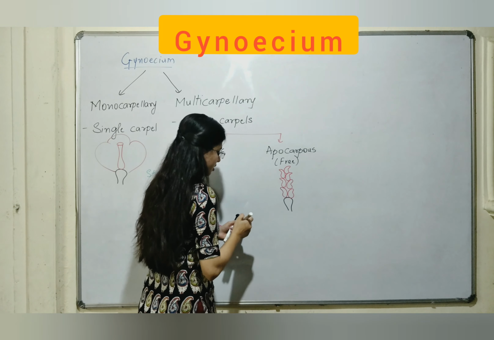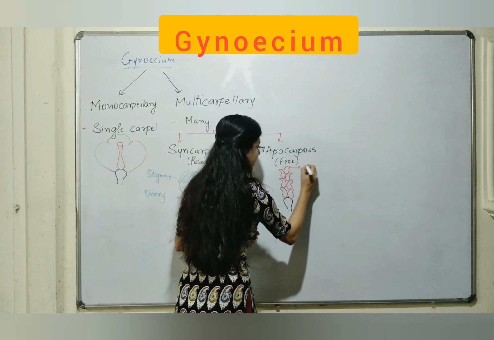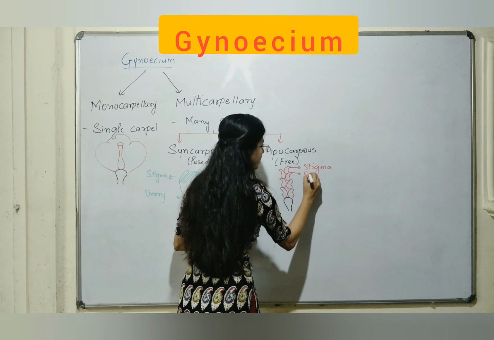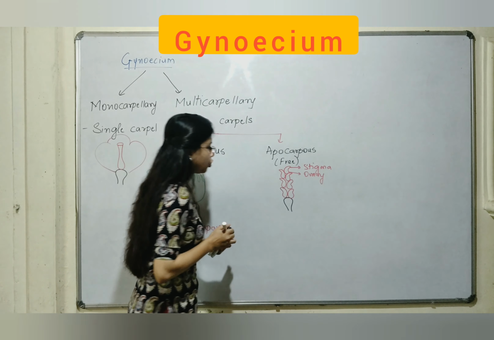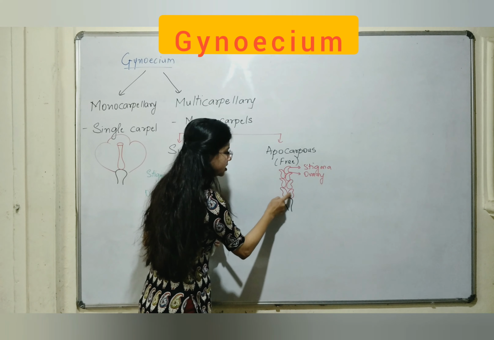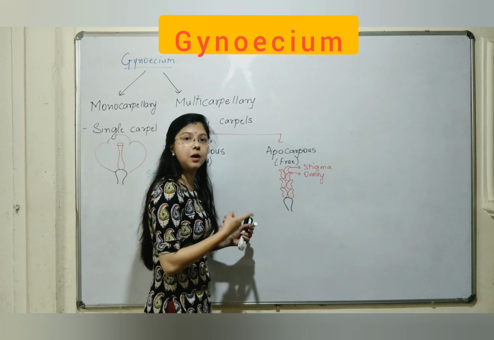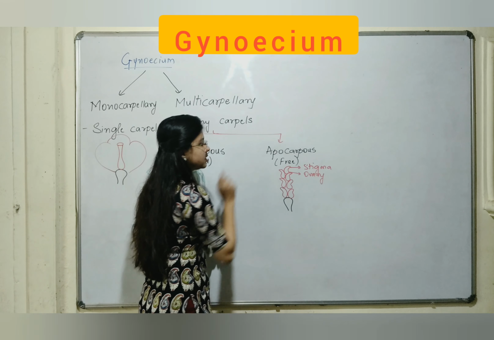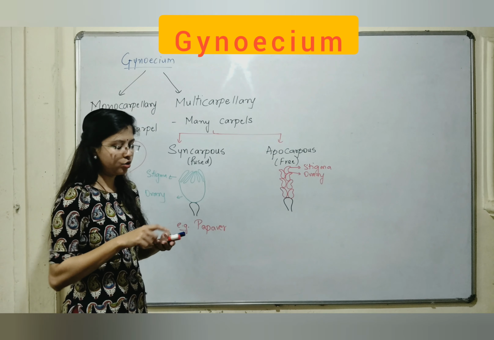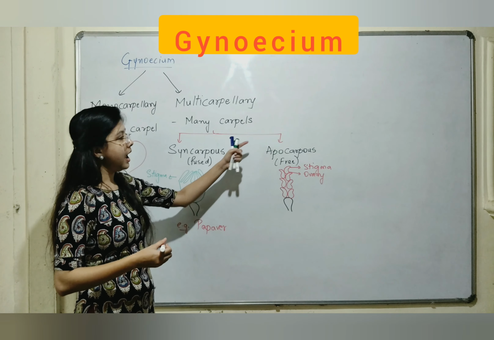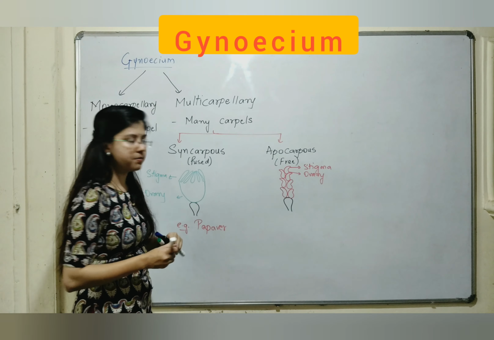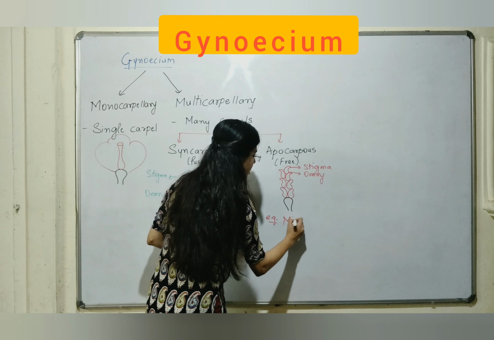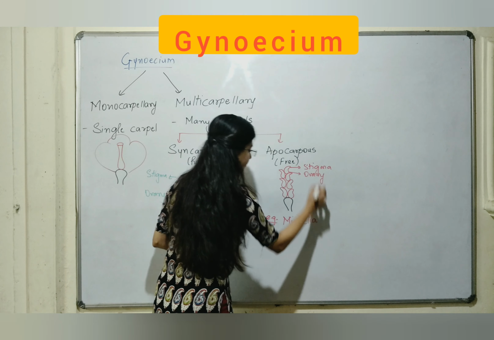So as you see here, this is the stigma, and this basal part is the ovary. So to the thalamus, there are many carpels present and the ovary of each is not fused. So this type of gynoecium can be called the apocarpous multicarpellary gynoecium. An example of a plant in which you can find this is Michelia.